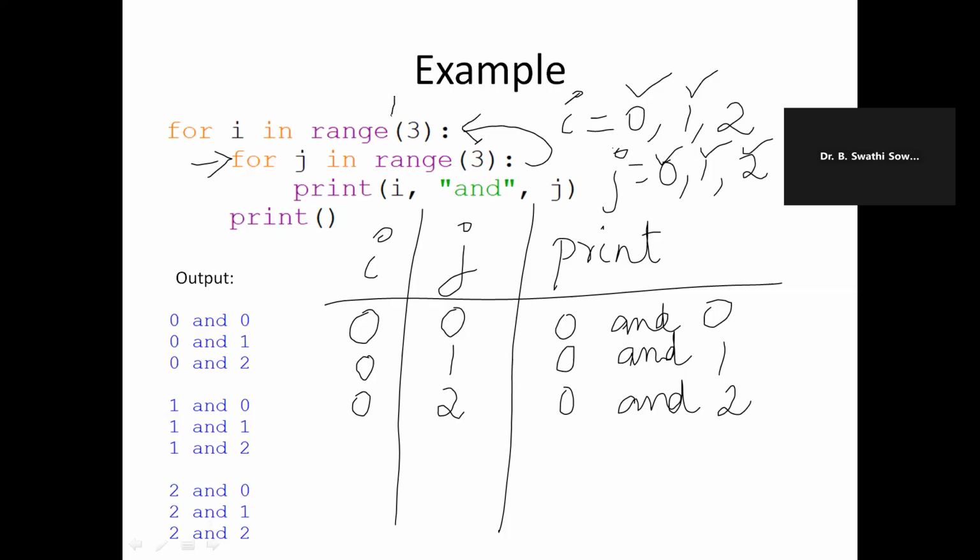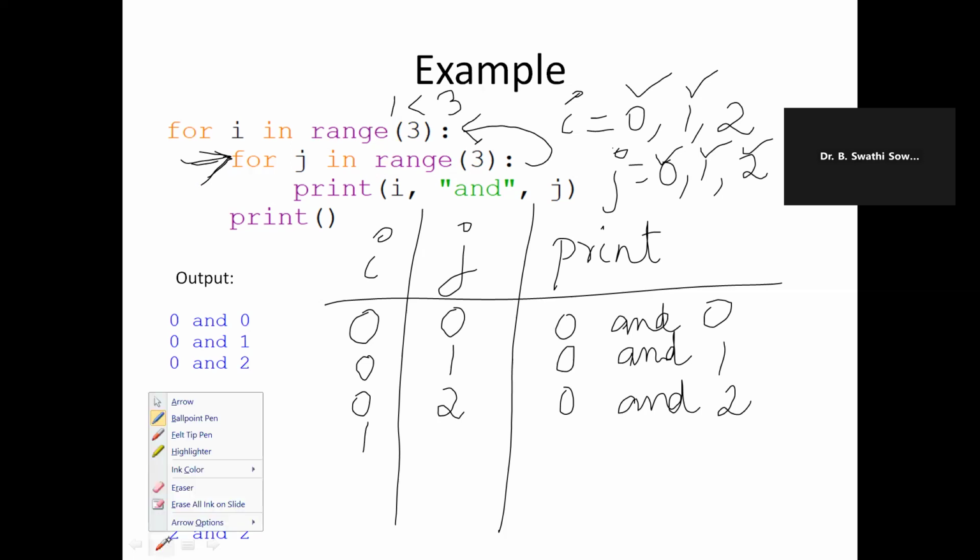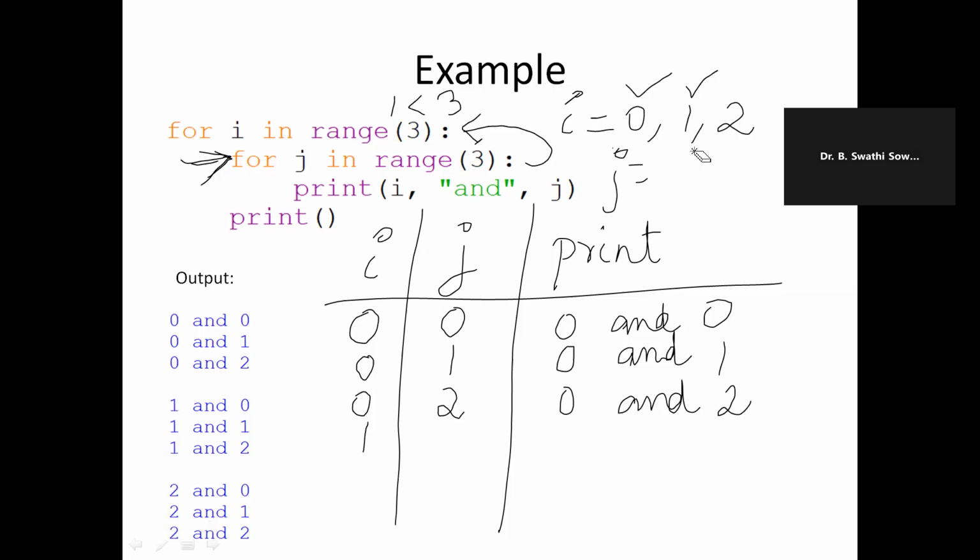Is 1 less than 3? My i value is incremented to 1 now. Is 1 less than 3? Yes. Then again execute this block of statements. Executing these statements again means again j in range 3. From the start, j values will be calculated again because the previous values are erased, because this is my new iteration. Now the new j values will again be starting from 0, 1, 2.